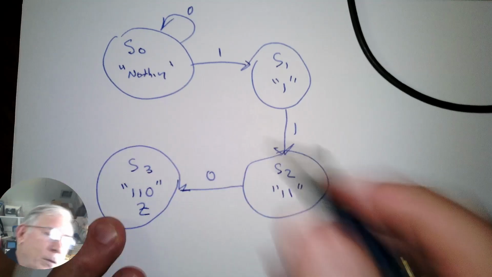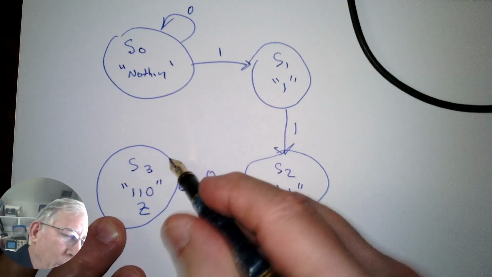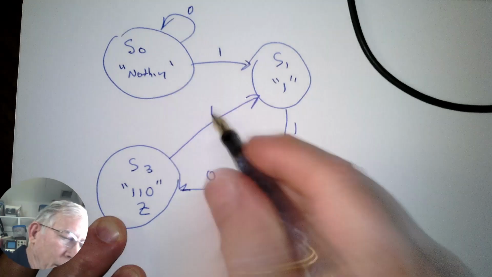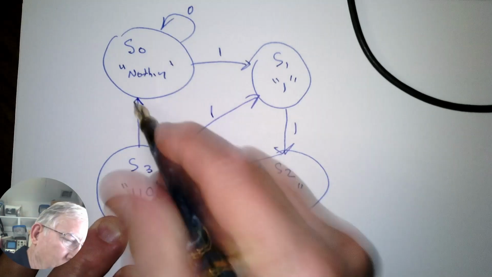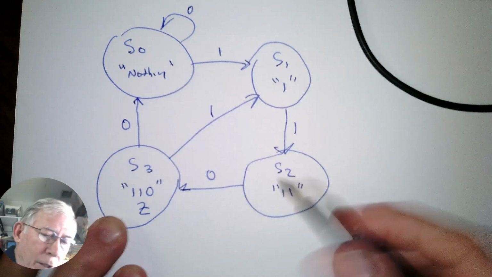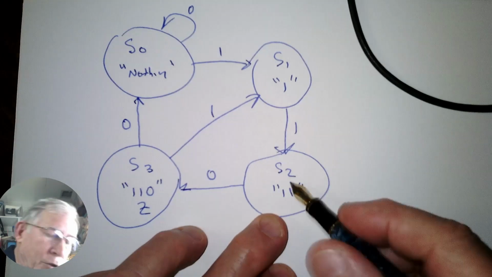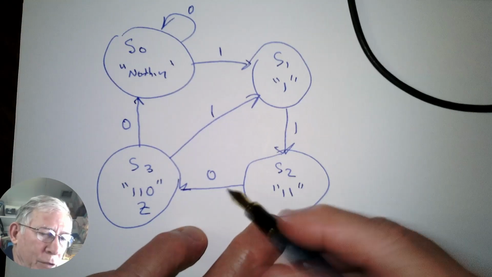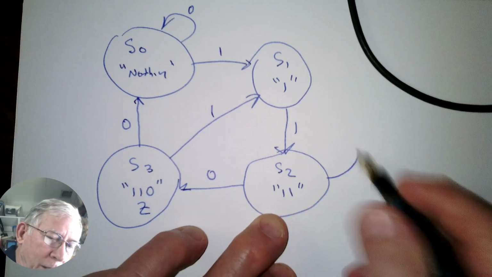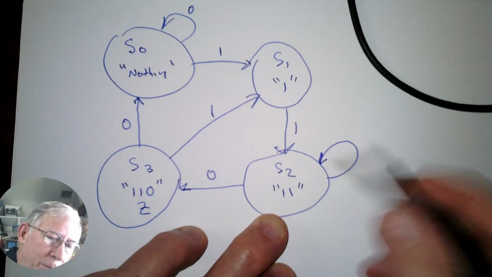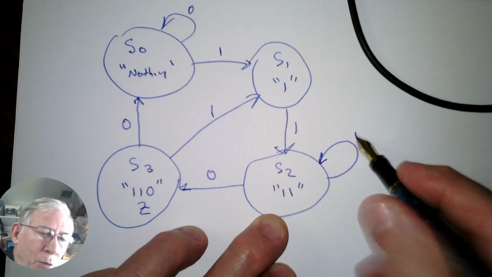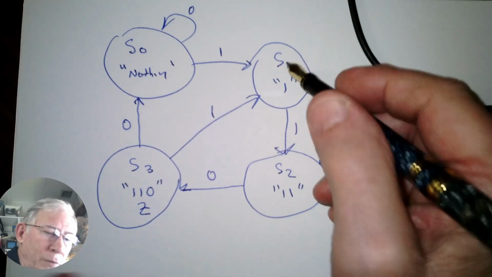Now here, if we get a 1, we can go here on a 1, and here we go here on a 0, because we still don't have anything. What happens if we get in S2 and we get another 1 instead of a 0? Well, we can just stay here because we still have two 1s. So on a 1, we'll stay here. What happens in S1 if we get a 0?